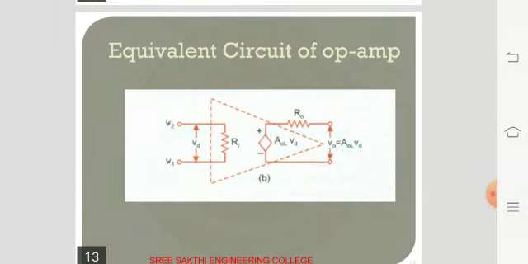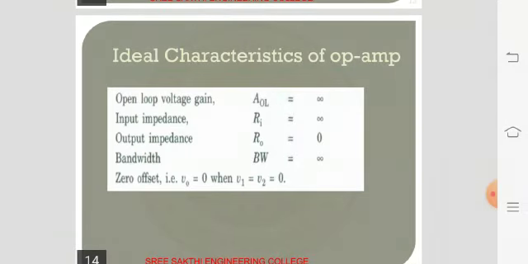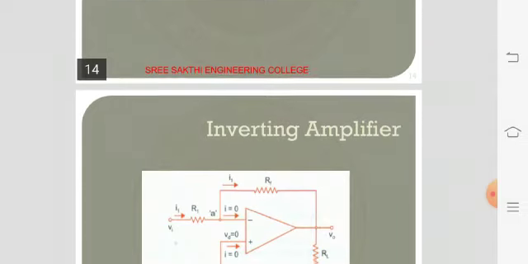So this is the equivalent circuit of an op amp. We have VD, the difference voltage, the two inputs V1 and V2, and the input resistance and output resistance. AOL is the open loop gain, and Vout is equal to open loop gain times the difference voltage of the IC op amp. Ideal characteristics of an op amp: open loop gain AOL is equal to infinity, input impedance Ri is equal to infinity, output impedance R0 is equal to 0, and bandwidth BW is equal to infinity. Zero offset: Vout is equal to 0 when V1 equals V2 equals 0.